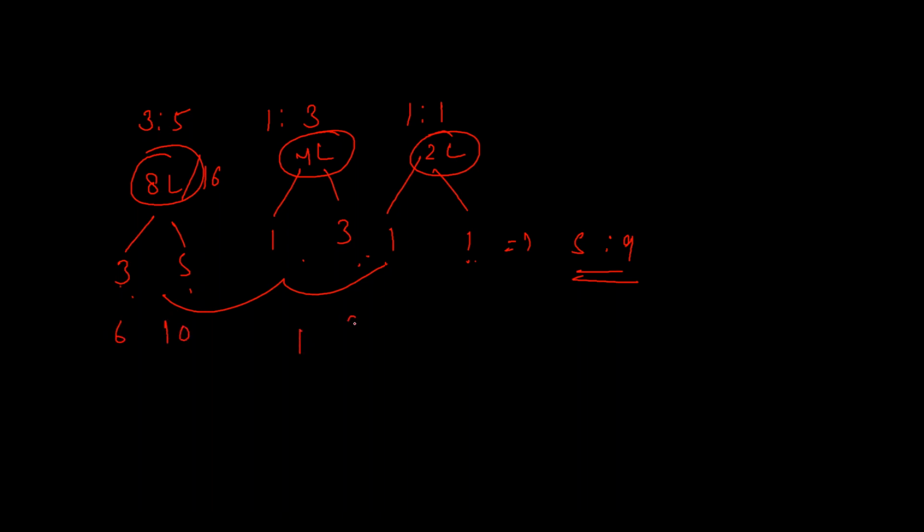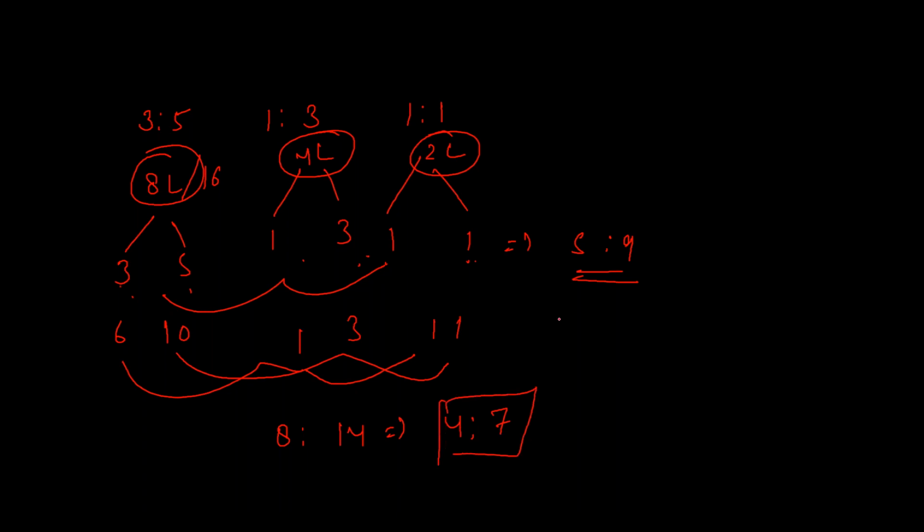6 and 10, it will be 1 and 3, it will be 1 and 1. And if I add this and this, it will be 8. If I add this and this, it will be 14. It will be 4 is to 7. So it cannot be determined. 3 by 15 cannot be the answer. Let me tell you how.